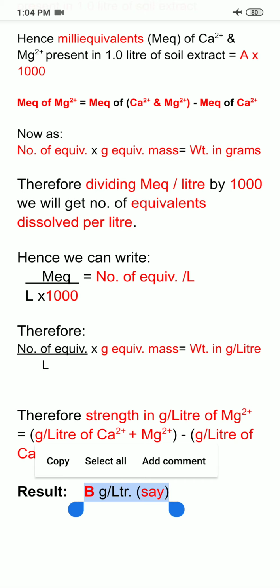To conclude, we will first need to calculate the total amount of calcium present per liter of the soil, and also we will determine the total amount of calcium and magnesium present in the soil. Then by subtracting the amount of calcium present in the soil from the total amount of calcium and magnesium present in the soil, we can determine the amount of magnesium. So that was all for today.